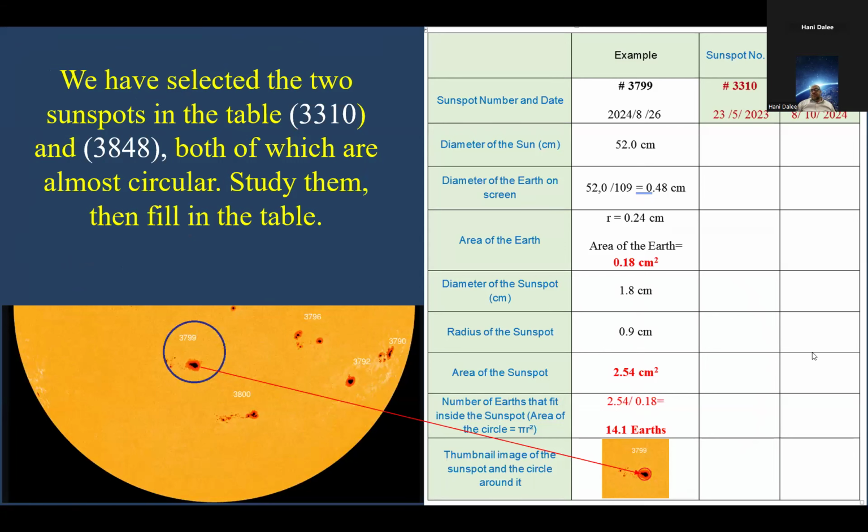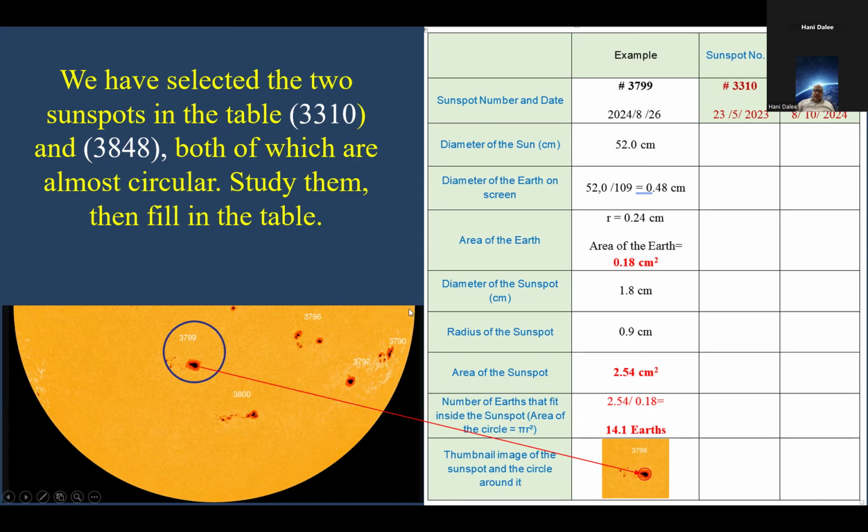I took this example. I took this sunspot here, 3799. The date was 26 August 24. So I gave you two sunspots. You have to work on these two sunspots. Don't be concerned about this one, it is already given to all the teams. So you have to go to these dates and do the same calculations here.